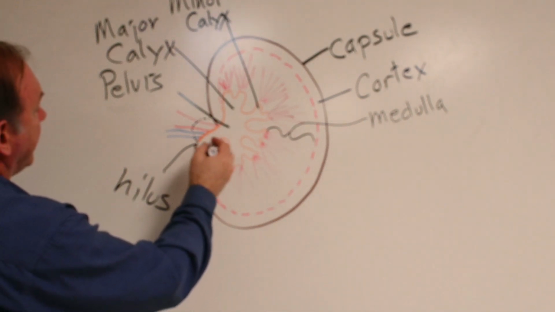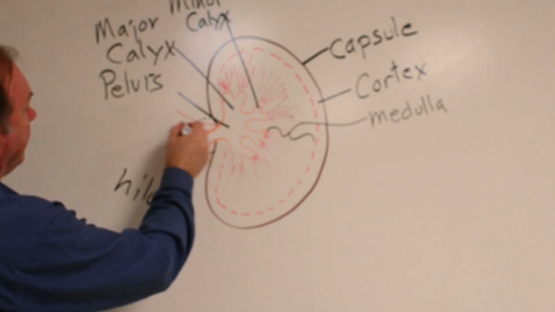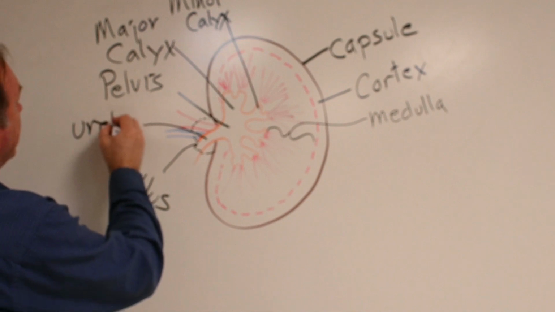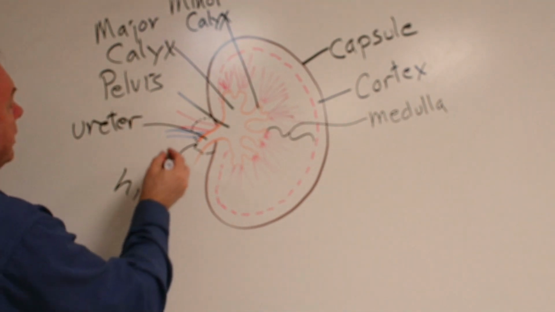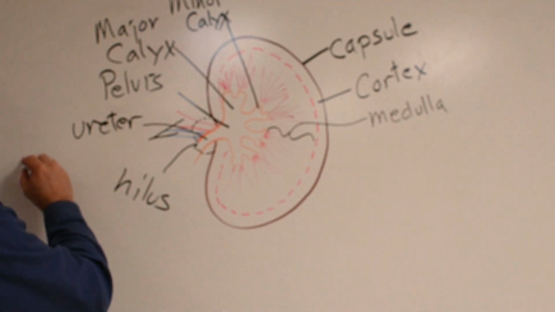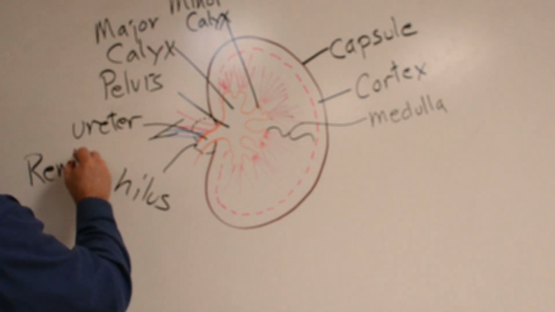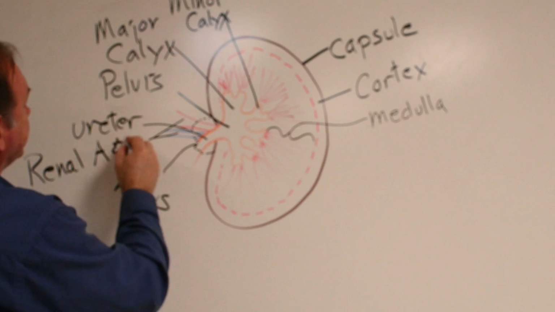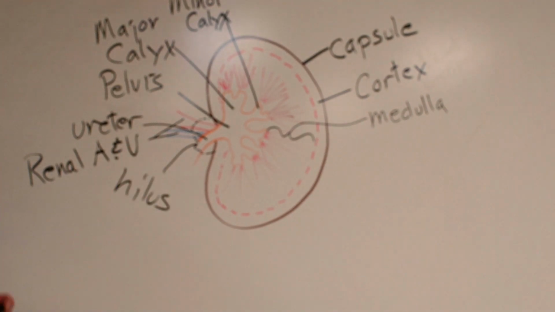We didn't identify the ureter here. And I'll just do the renal artery and vein. Renal A and V, we'll say artery and vein, renal artery and vein.